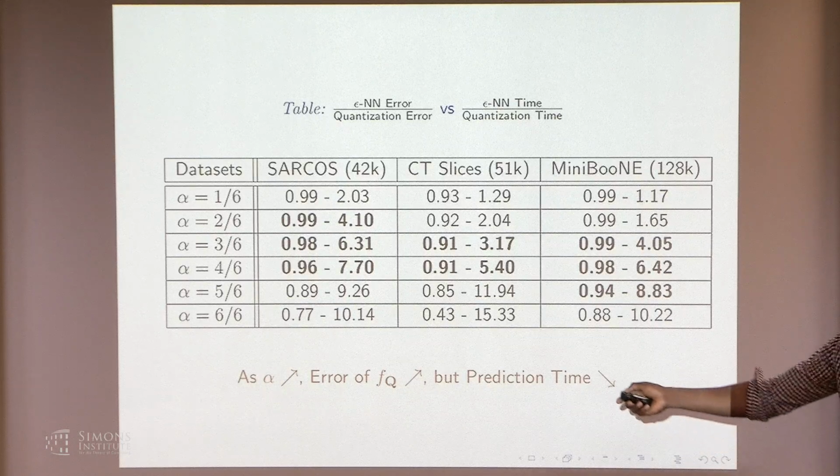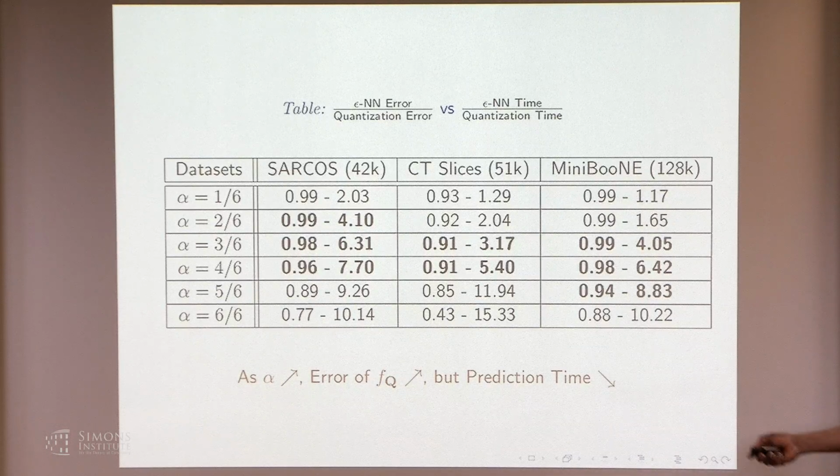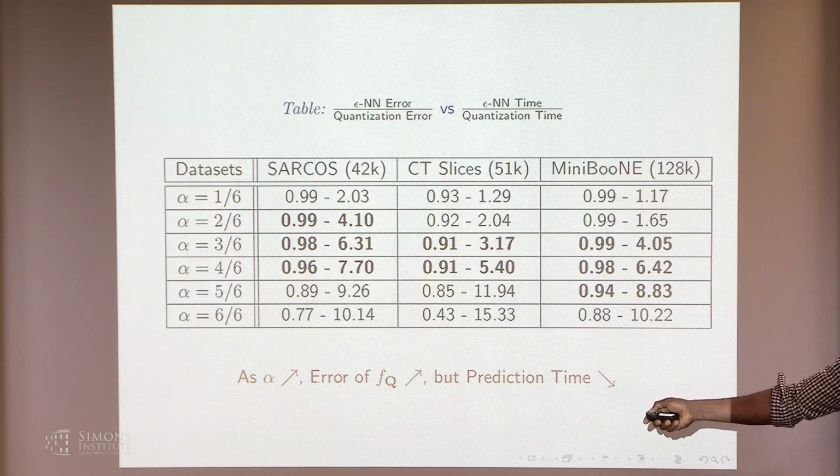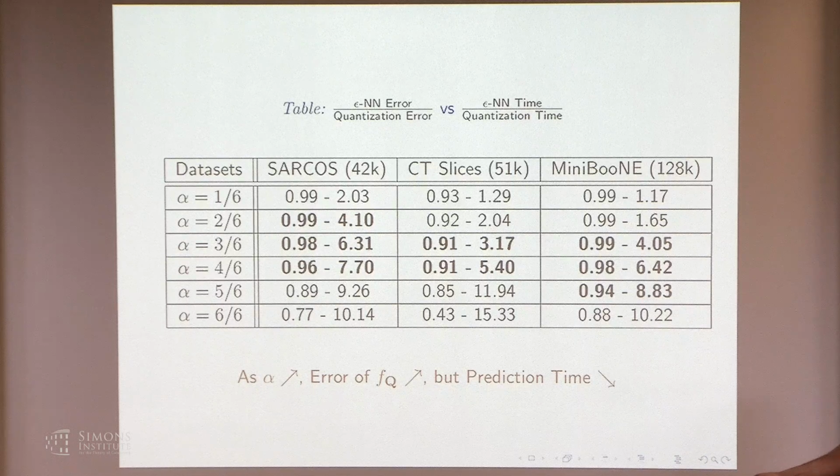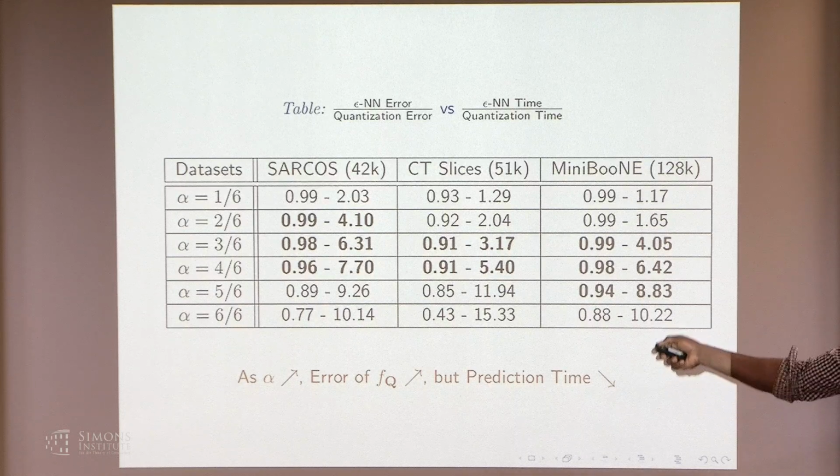Right. Another thing that we notice here quickly is that as the quantization parameter alpha increases, alpha acts sort of as a trade-off knob between time and accuracy. So as alpha increases, the error goes up, but the prediction time goes down, right? Because you just have fewer and fewer points in the ball. Okay. Another thing that I want to say is that these are cross-validated. So this is under the best choice of epsilon for the vanilla procedure and under the best choice of epsilon for the quantization procedure.